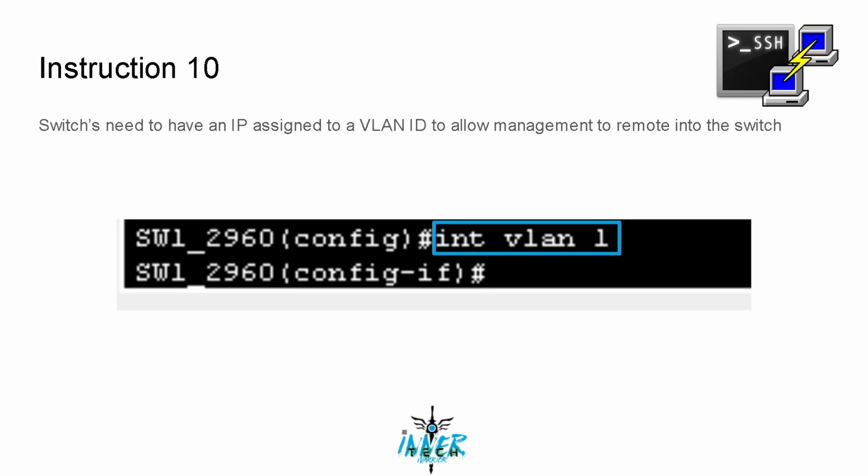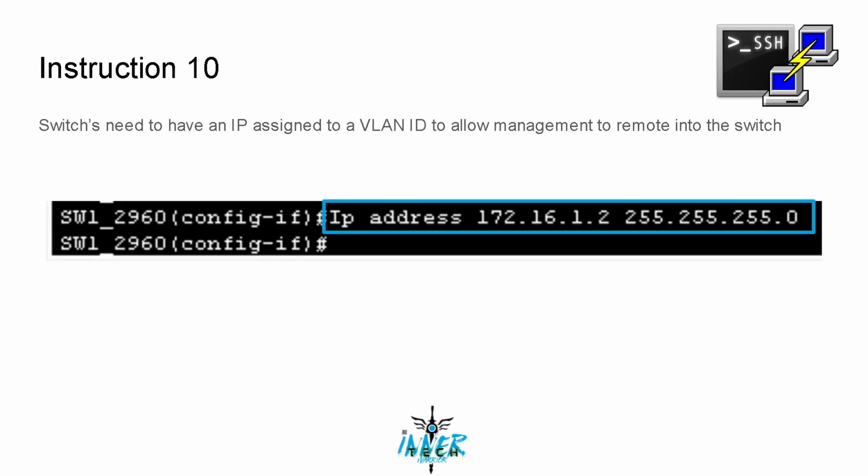For this, we need to jump into the VLAN ID configuration by using the command int vlan 1. Then we need to assign the IP address and subnet. IP address 172.16.1.2, 255.255.255.0. And make sure you put in no shut to make sure the interface is enabled.